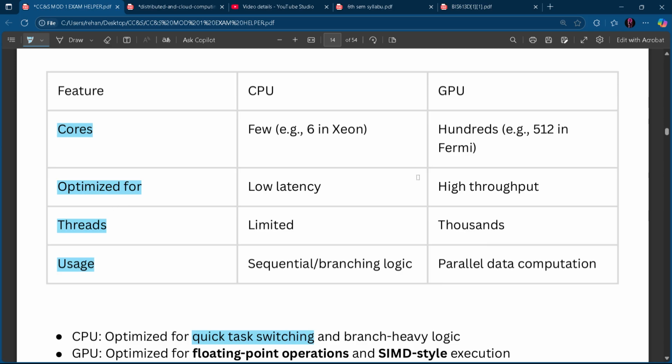The GPU is optimized for high throughput. The CPU has very limited threads, while the GPU has thousands. The CPU's usage is sequential and branching logic. The GPU's usage is parallel data computation. Always remember the GPU performs computation in parallel.